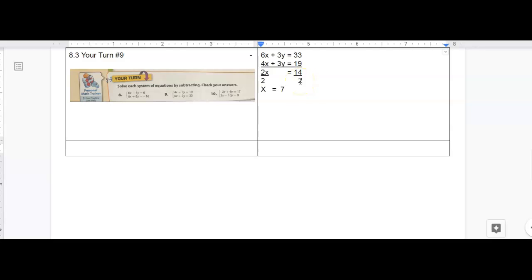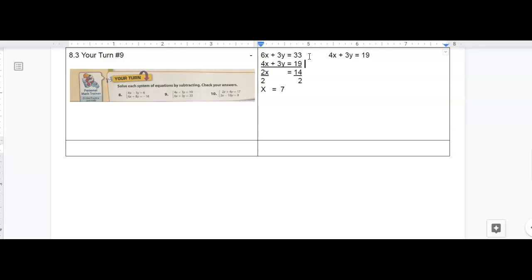So now that I have the x, I gotta figure out what y is going to be. Which equation is the easiest one to do? Since this one has smaller numbers, I'm gonna go ahead and use that one, okay? So I'm going to write it again right here. 4x plus 3y is equal to 19.